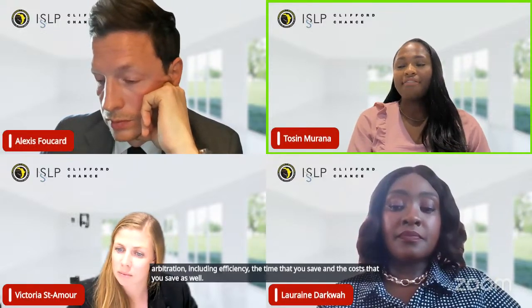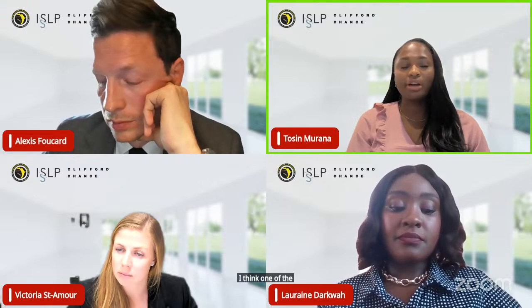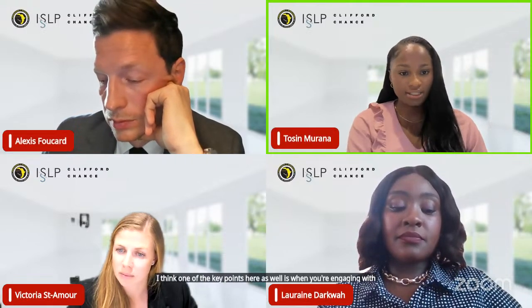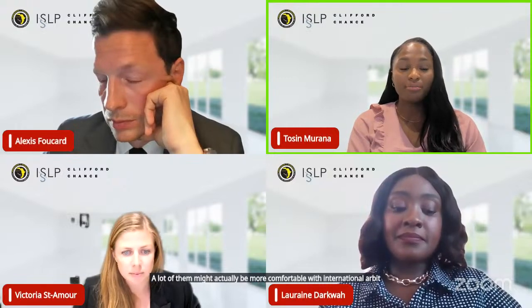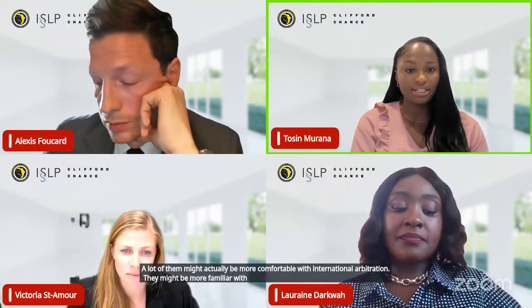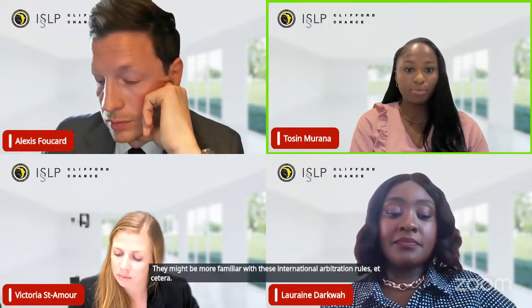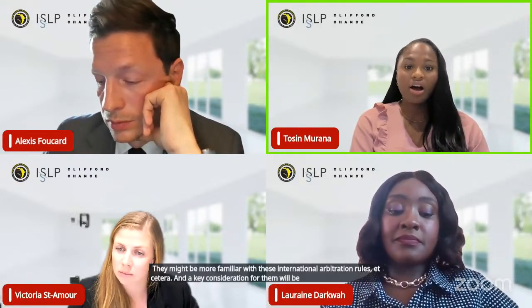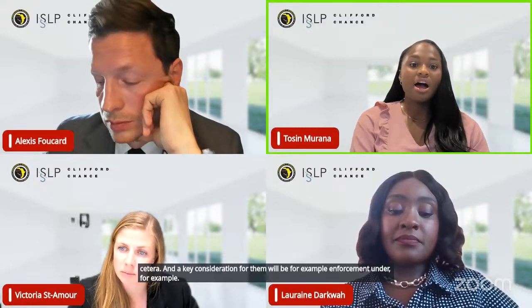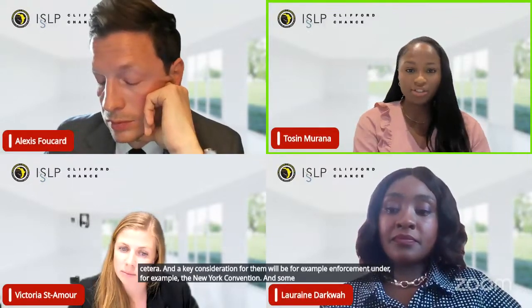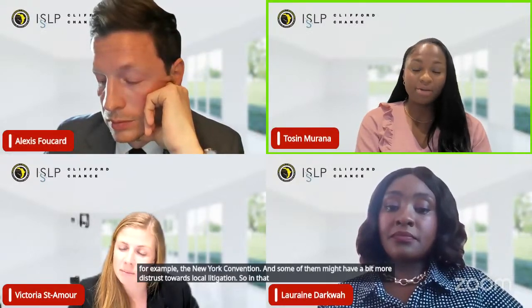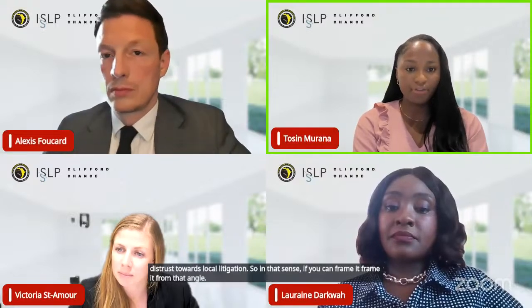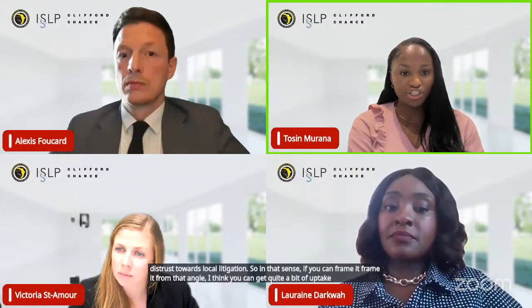And I think one of the key points here as well is when you're engaging with international counterparties in contracts or in business, a lot of them might actually be more comfortable with international arbitration. They might be more familiar with these international arbitration rules, etc. And a key consideration for them will be, for example, enforcement under the New York Convention. And some of them might have a bit more distrust towards local litigation. So in that sense, if you can frame it from that angle, I think you can get quite a bit of uptake for arbitration in the region.